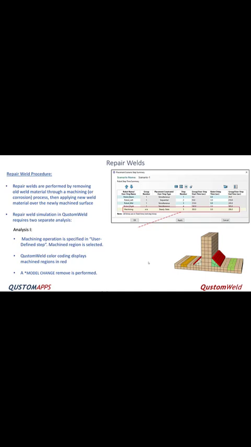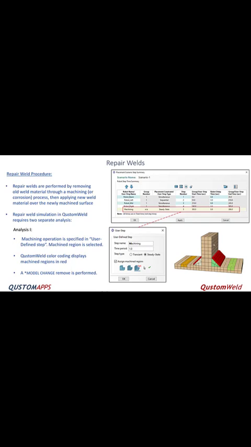And the way these are performed in QustomWeld is we break it up into two different steps. So the first step is we build the original weld. We do that full simulation. And at the end of it, we machine that region off, like what we see colored in red here. Now in this example, this is what I'm going to use for our discussion for repair welds. Again, this is a very, very coarse model. It's really just to test the procedures.